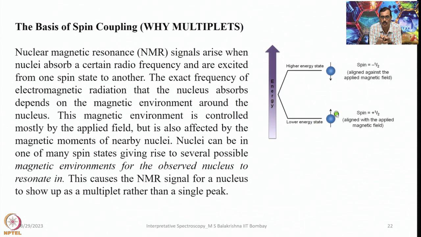So whether a given nucleus is shielded or deshielded also should be considered. This magnetic environment is controlled mostly by the applied field, but is also affected by the magnetic moments of nearby nuclei. Nuclei can be in one of many spin states, giving rise to several possible magnetic environments for the observed nucleus to resonate in. This causes the NMR signal for a nucleus to show up as a multiplet rather than a single peak. Because of the interference of the magnetic field generated by neighboring nuclei, the signals are split into multiplets, 1, 2, 3 or 4, depending upon the magnitude of the field and the number of such nuclei generating an induced magnetic field.